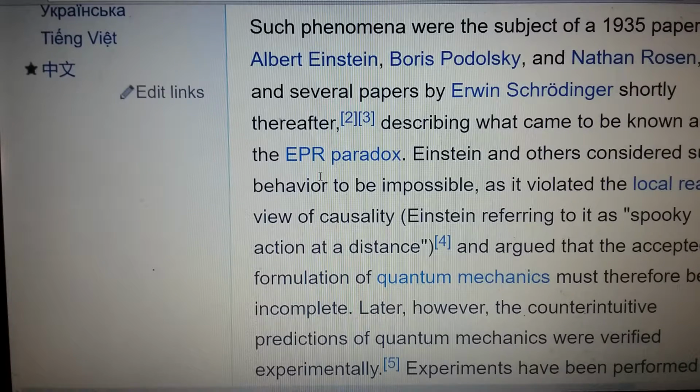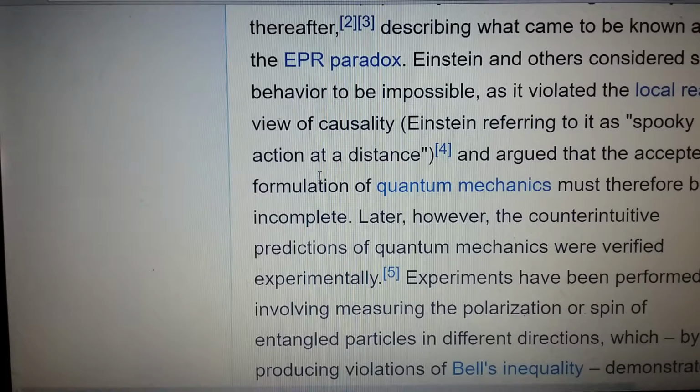Such phenomena were the subject of a 1935 paper by Albert Einstein, Boris Podolsky, and Nathan Rosen, and several papers by Erwin Schrödinger shortly thereafter, describing what came to be known as the EPR paradox. Einstein and others considered such behavior to be impossible, as it violated the local realist view of causality. Einstein referred to it as spooky action at a distance, and argued that the accepted formulation of quantum mechanics must therefore be incomplete. Later, however, the counterintuitive predictions of quantum mechanics were verified experimentally.